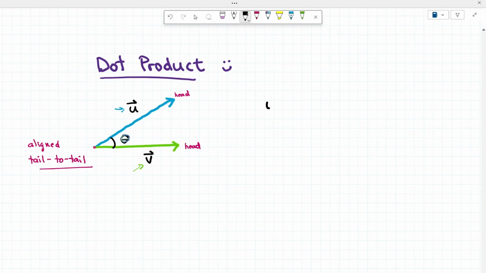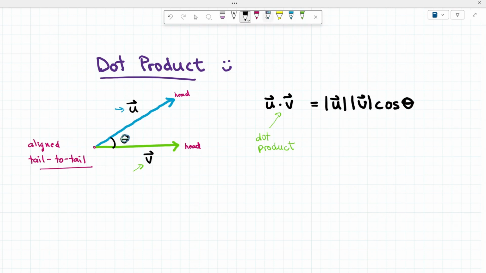So u dot v, so that's how you write the dot product, is simply just a dot. So this dot over here represents the dot product, exactly what its name makes it sound like, and this equals to the absolute value of u times the absolute value of v, and then you multiply that all by the cosine of the theta. And remember, this is the angle between it.